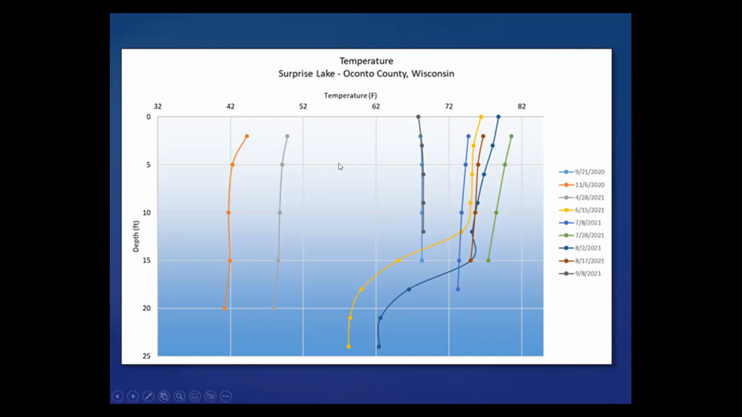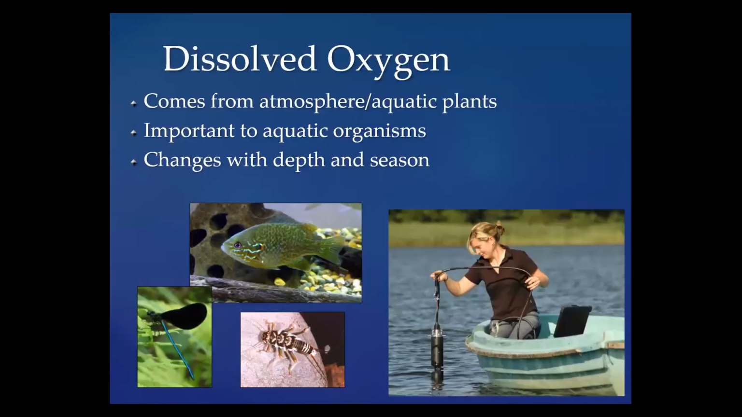Now, the orange and gray lines over here to the left, those are samples taken during those overturn events I told you about. This orange line is early November, and this gray line is late April. Those were when we were out there sampling when our water temperatures were similar from surface to bottom, so we were getting a mixing event where all the water homogenizes.